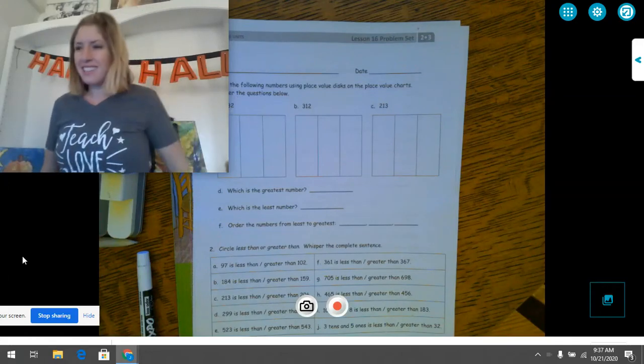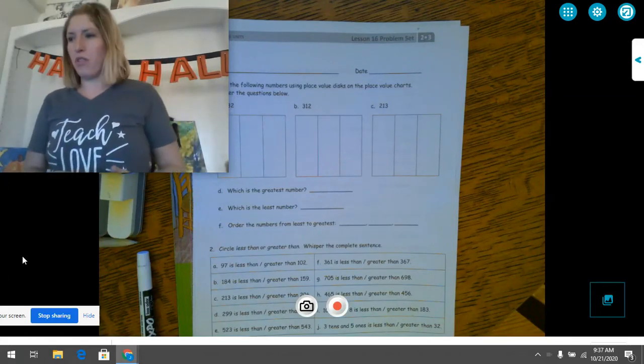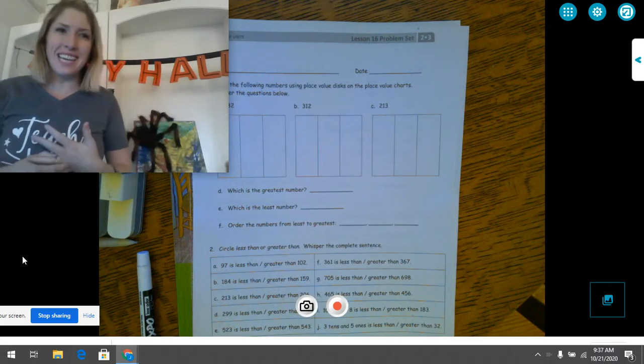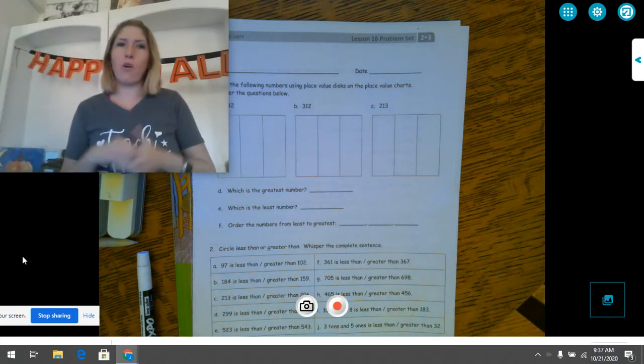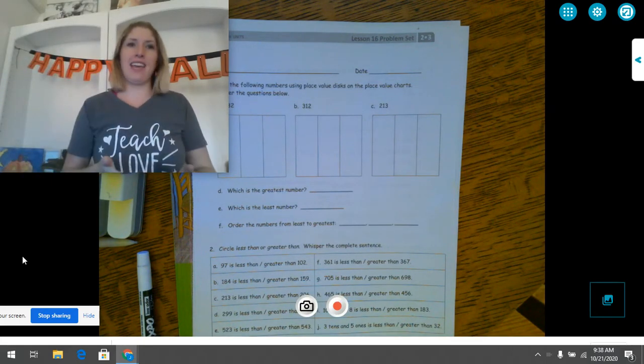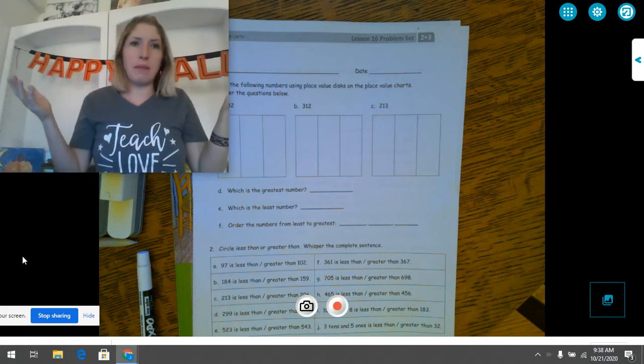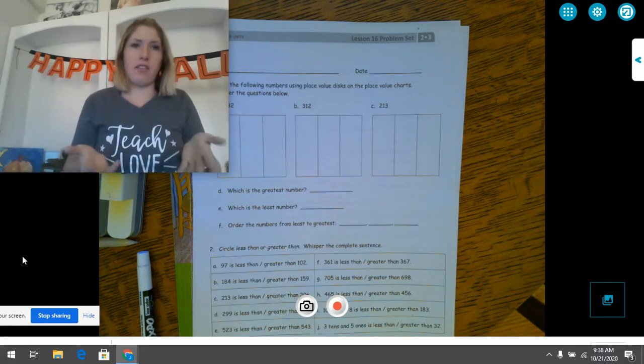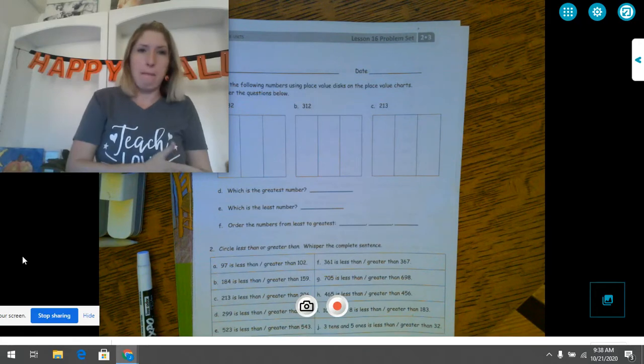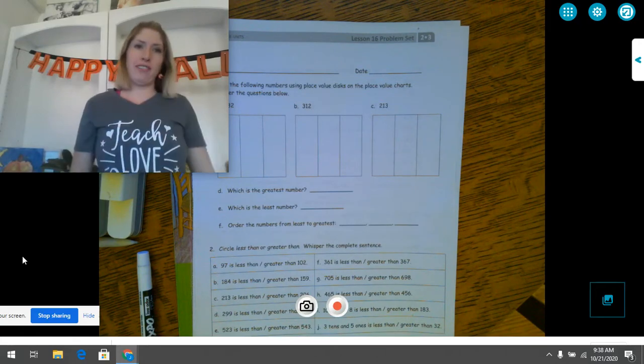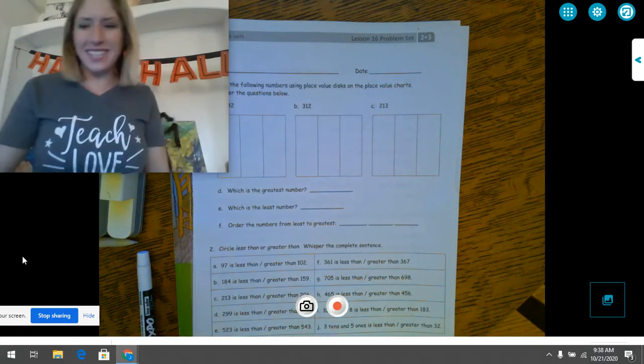Hi, second graders. Today we are working on Module 3, Lesson 16, and we're going to be talking about greater than and less than. So greater than means something is bigger than another number, and less than means it is smaller than another number. So let's get started.